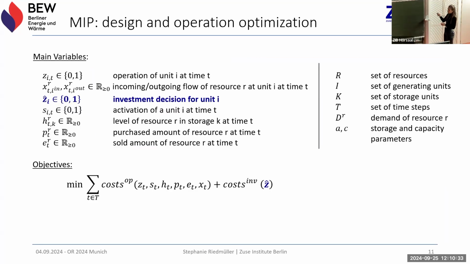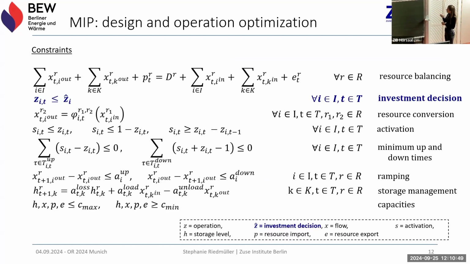The only thing I now change is that I add a decision variable for whether I want to invest in a specific unit, and I add the investment cost to my cost function. And in my constraints, I only add this one, the investment decision. That is, a unit can only be operated if we invest in it, and cannot be operated if we do not build it.